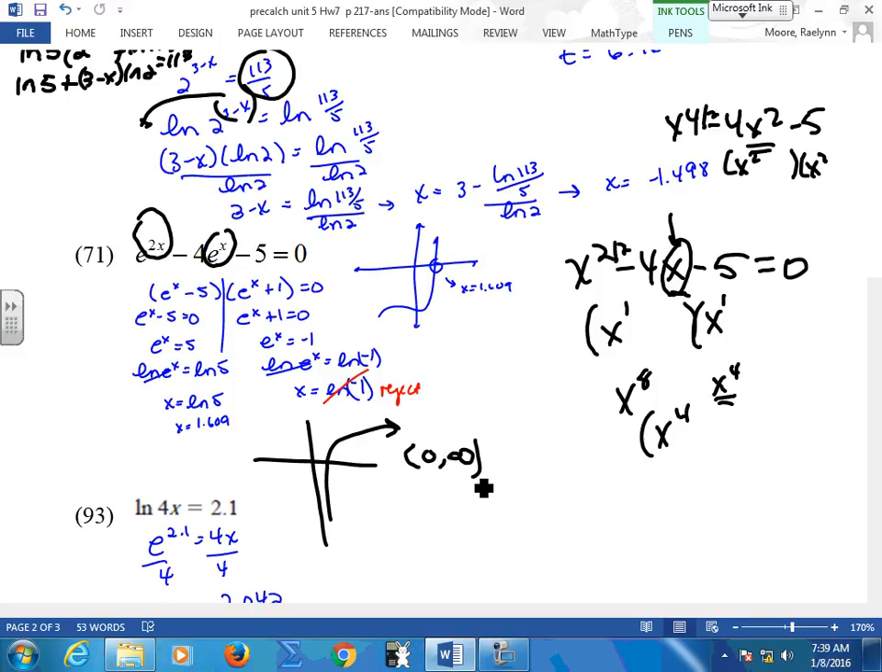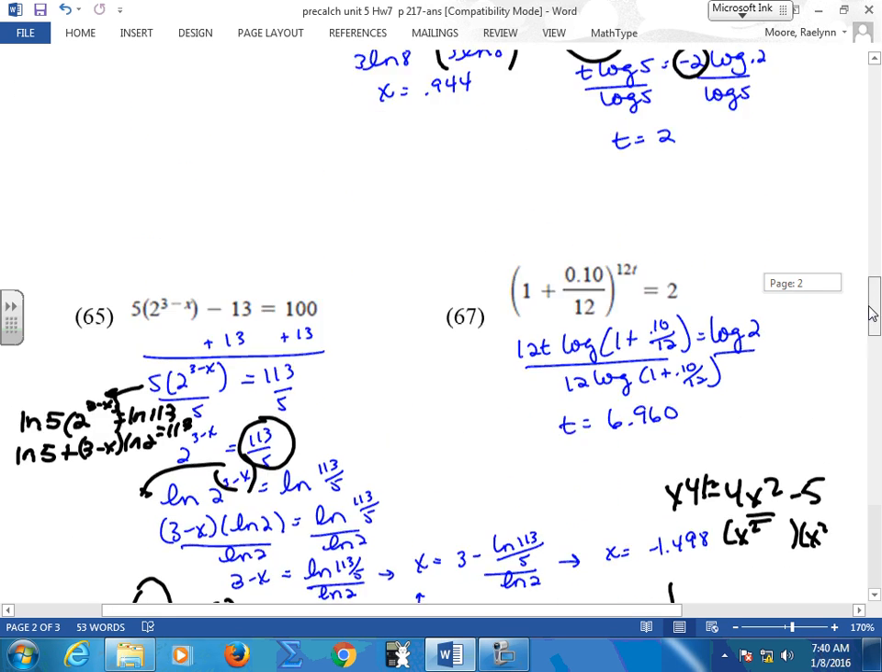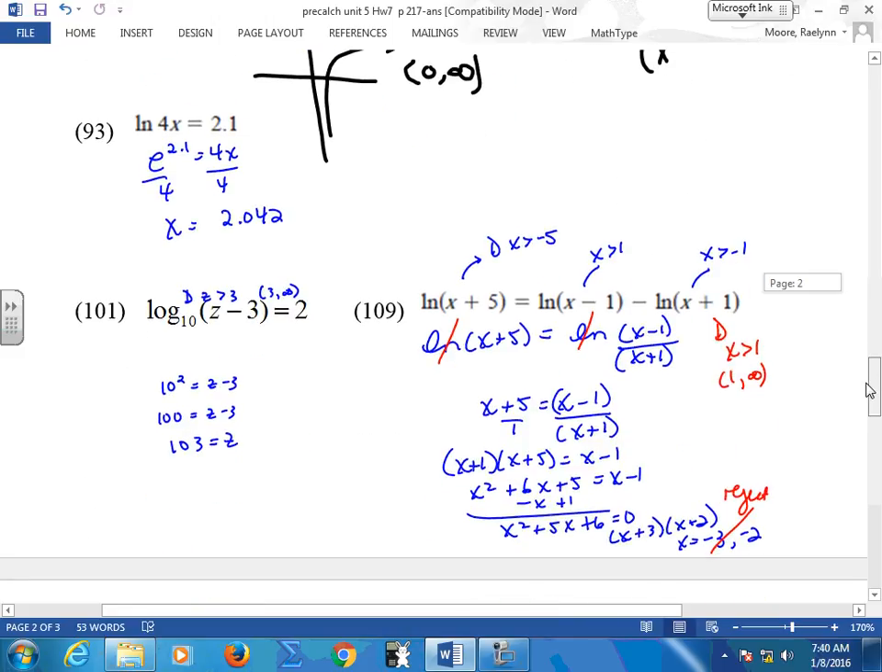Okay, and we know we can't take the log of a negative number because we know our domain goes from 0 to infinity. We can't use a 0. Good on that one? Okay. It has the same process, it just looks a little strange.